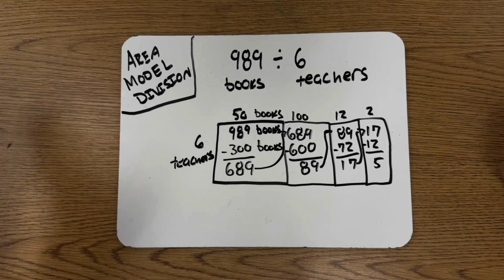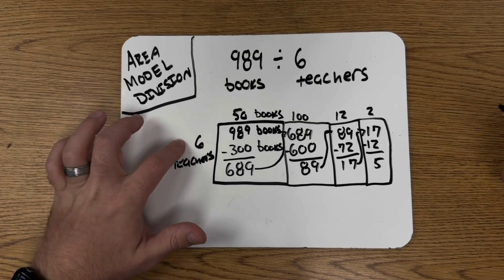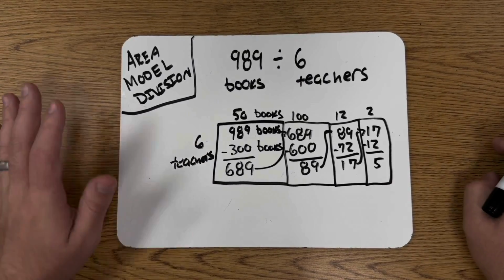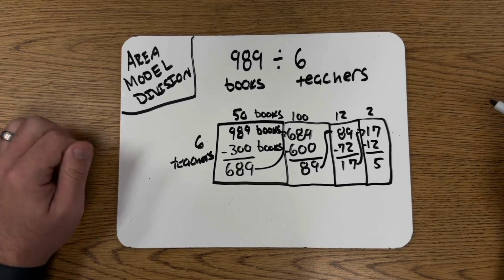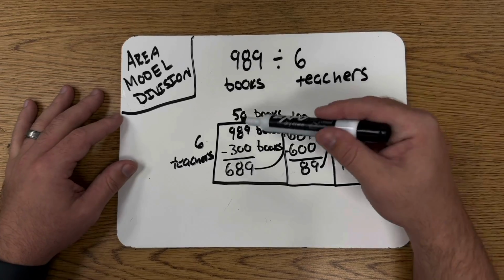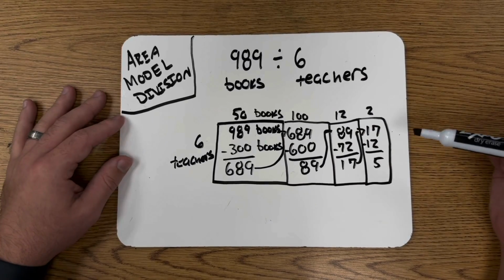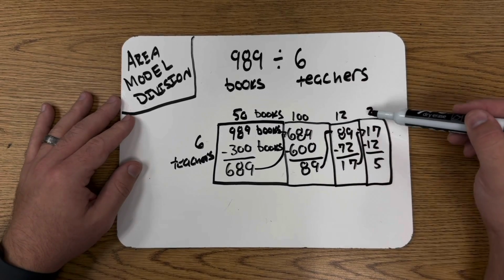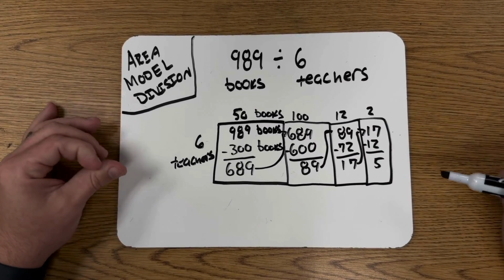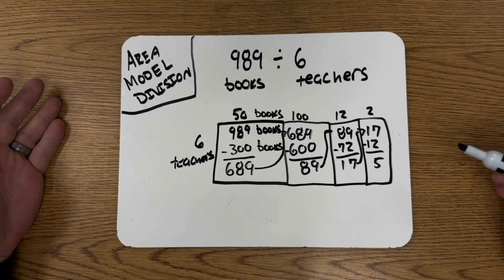The teachers are going to have to figure out how they want to share those because there's 6 of them and there's only 5 books remaining. So someone's not going to get a book. Maybe they'll rotate these last 5 through the classes or something. But so far we have taken our books and we have distributed them. Our final step is to take our total numbers up here and add them together to find out how many books each teacher is going to get.